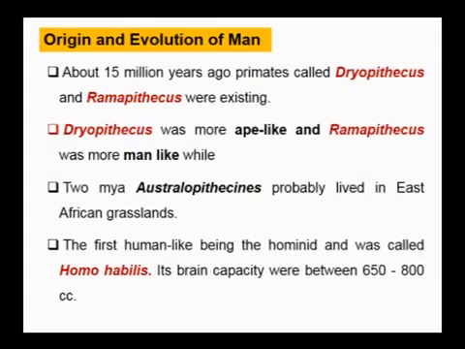Coming to the origin and evolution of man. About 15 million years ago, primates called Dryopithecus and Ramapithecus existed. Dryopithecus were more ape-like and Ramapithecus were more man-like. 2 million years ago, Australopithecines probably lived in East African grassland. The first human-like being, the hominid, was called Homo habilis. Its brain capacity was between 650 to 800 cc.